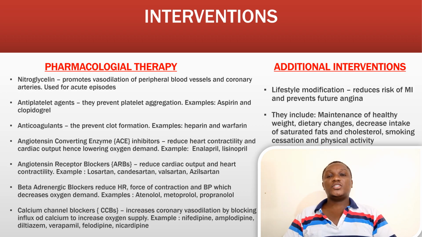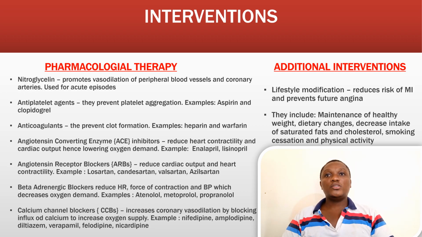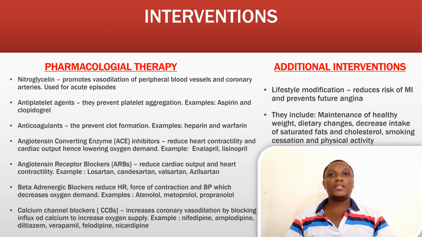Now we look at the intervention for the angina. We have pharmacological intervention and other additional intervention. Pharmacological intervention involves nitroglycerin. This is a drug that is used in acute episodes of angina. It promotes vasodilation of peripheral blood vessels and coronary arteries. We have antiplatelet agents. They prevent platelet aggregation. Examples are like aspirin and clopidogrel. You can give anticoagulant agents. They prevent clot formation. Examples are like heparin and warfarin.